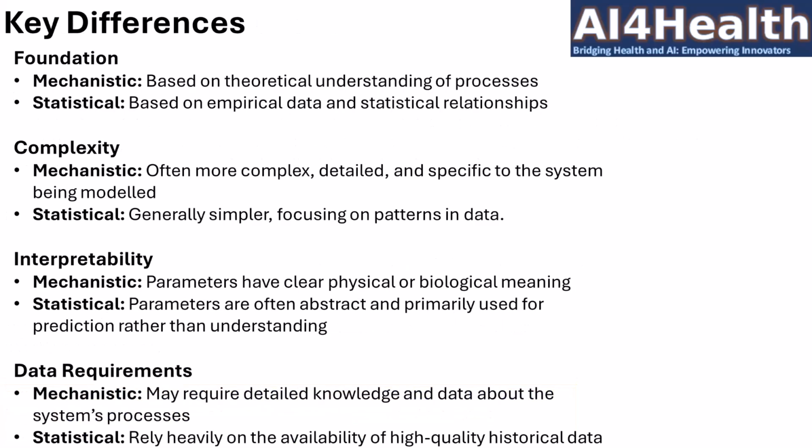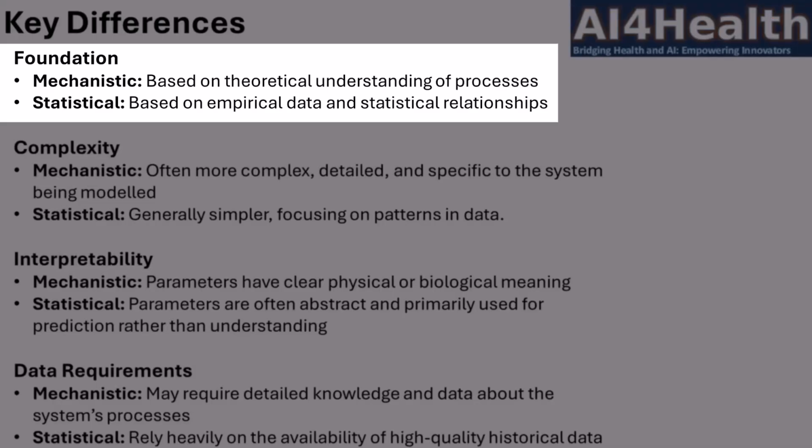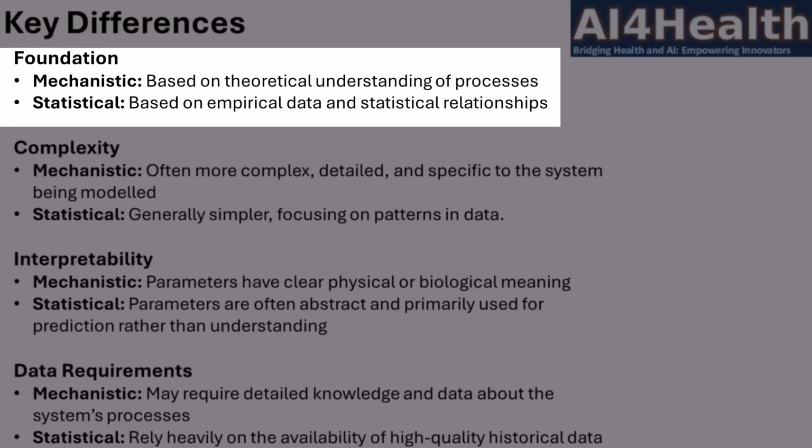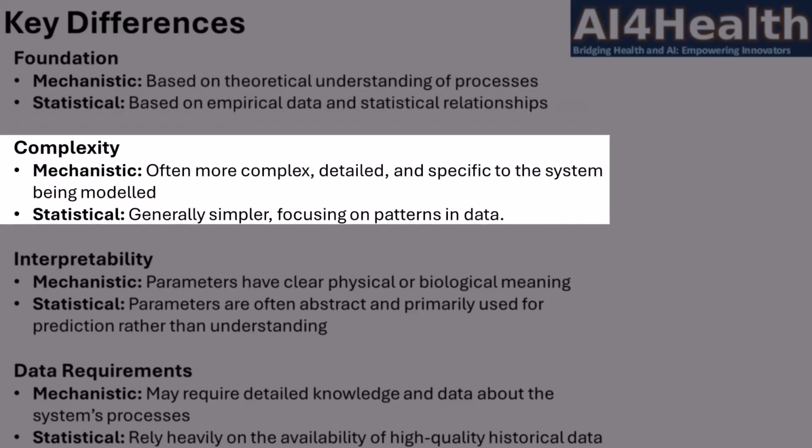So the key differences in these two approaches are: in terms of foundation, mechanistic models are based on theoretical understanding of processes, while statistical models are based on empirical data and statistical relationships. In terms of complexity, mechanistic models are often more complex, detailed, and specific to the system being modeled, while statistical models are generally simpler, focusing on patterns in data.